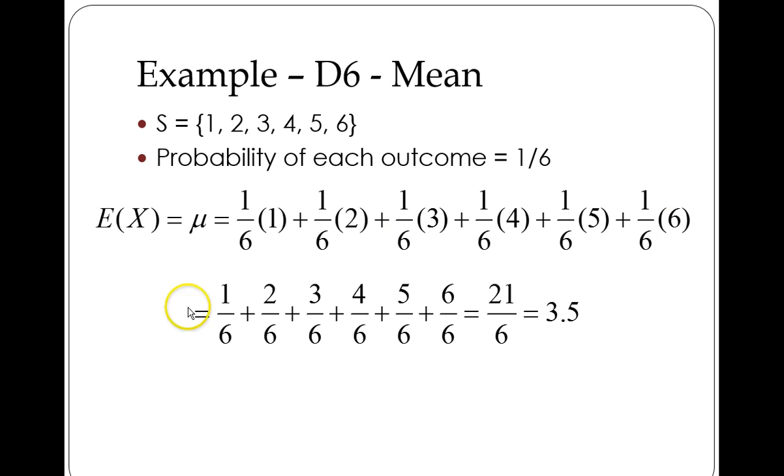And if we multiply these out, we get 1 over 6 plus 2 over 6 plus 3 over 6, etc., which is 21 over 6, which is 3.5. And that's also the median, right? Because the median is going to be halfway between the third and the fourth point in this case, which is 3 and 4. So the expected value is 3.5.